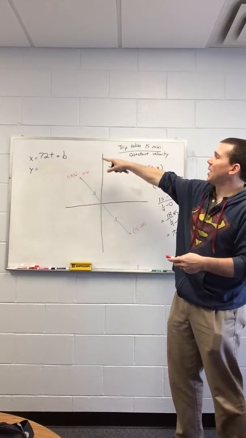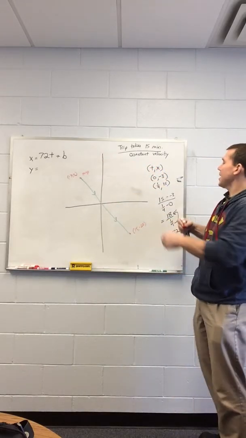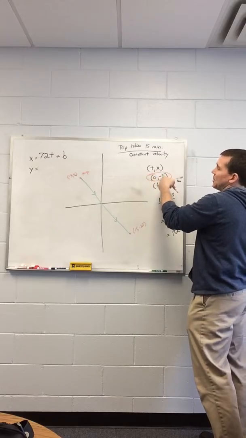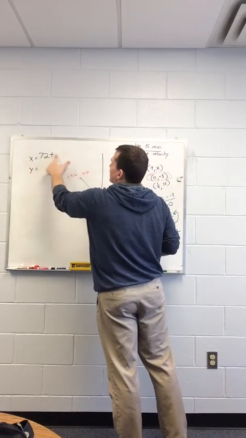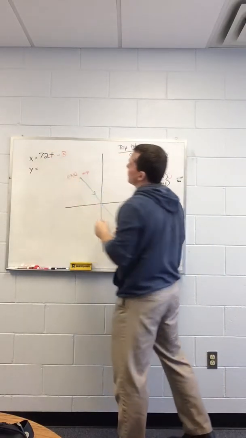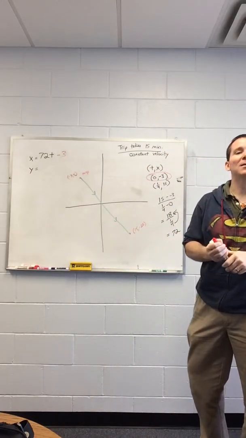Now for my equation, I just need an intercept. But I already have it right here. When time is 0, x is negative 3. So 72t minus 3. There's my equation.